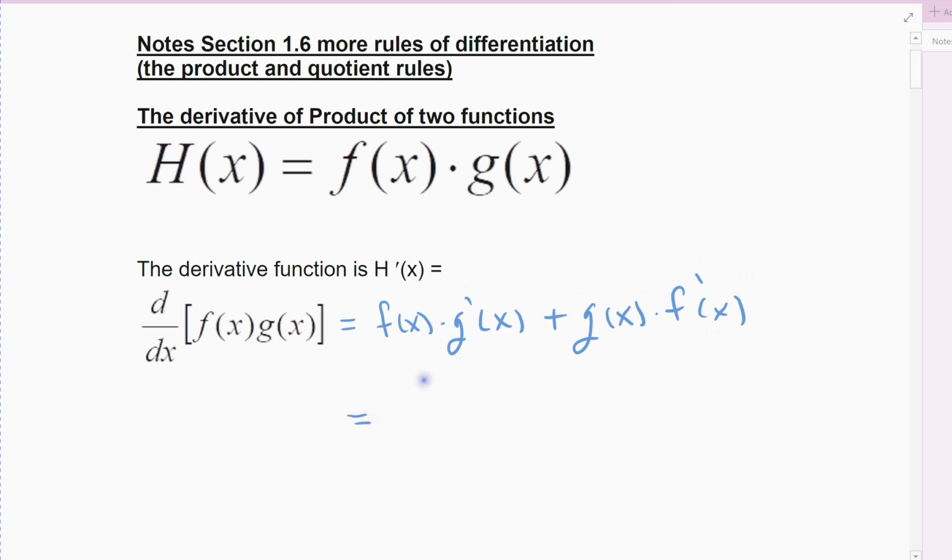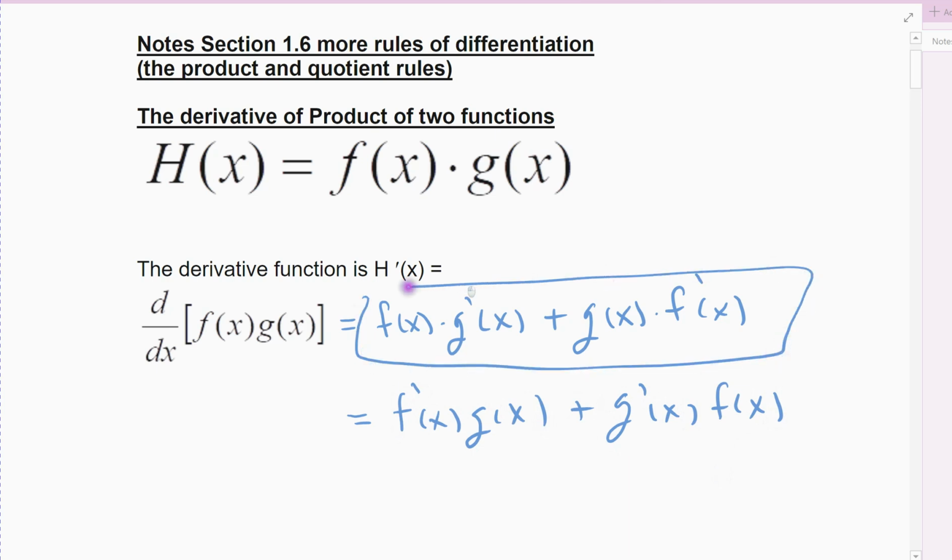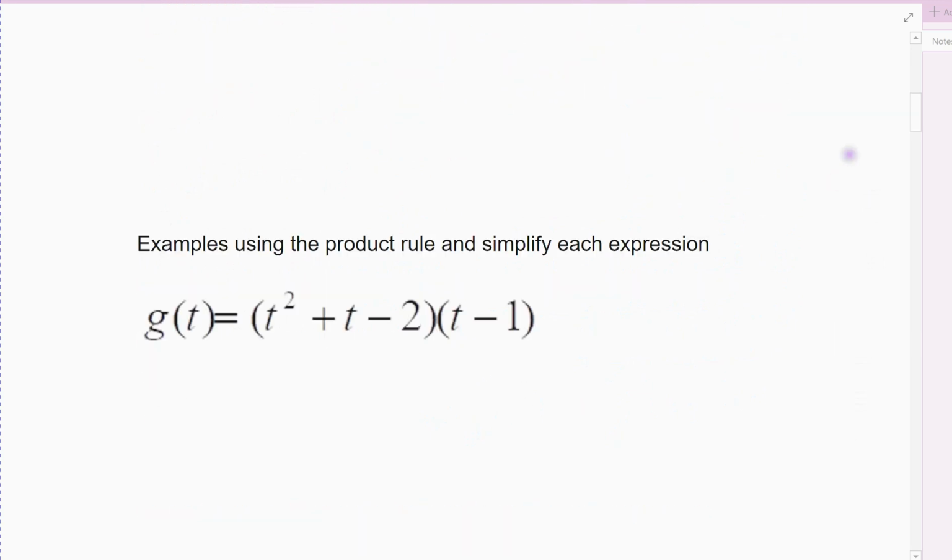Some people have this memorized flipped around, depending on if you had calculus before: derivative of the first times the second plus the derivative of the second times the first. Either one of those expressions is equivalent. This is the one I'll be using because that's the way I have it memorized, but both of them are true. As long as you take the derivative of one times the other and add the opposite of that, you're okay. But again, I can only take the derivative of one at a time. So we're going to look at a couple of examples.